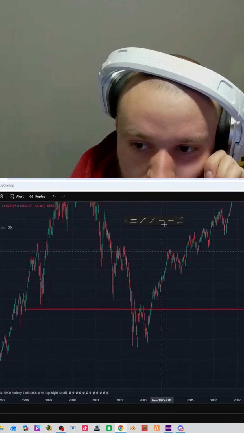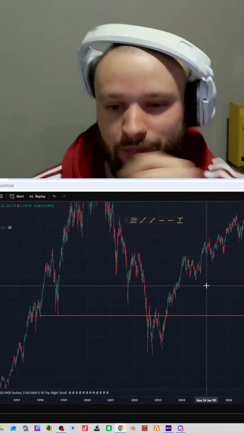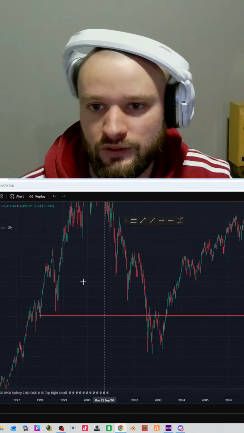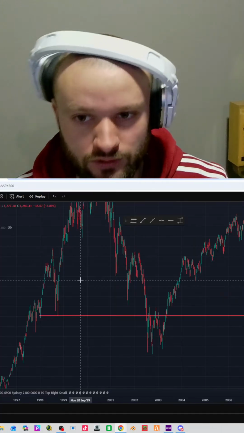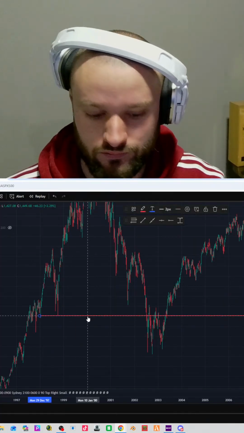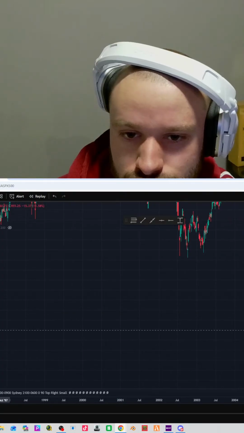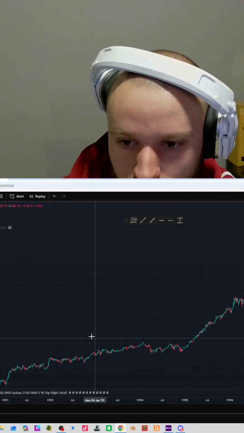Broke structure. And then it ripped up, right? I'm gonna call that as one. You know, this is a mega timeline right here. I'll count that as number 3. About here.